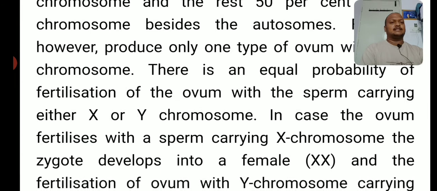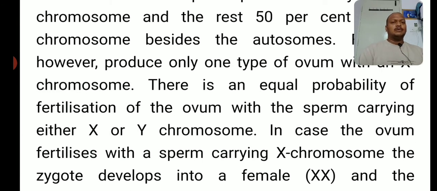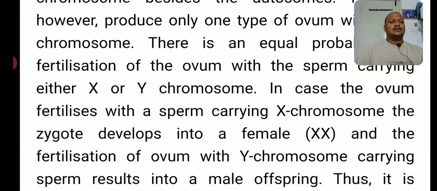Okay, right. Next point. There is an equal probability of fertilization of the ovum with the sperm carrying either X or Y chromosome. Why is there equal probability here? Because 50% of gametes consist of Y, 50% of gametes consist of X. 50% of the sperms consist of X, 50% of sperms consist of Y. So equal probability, right?